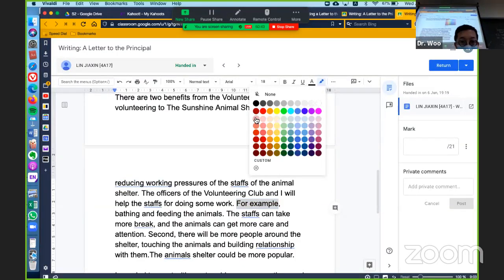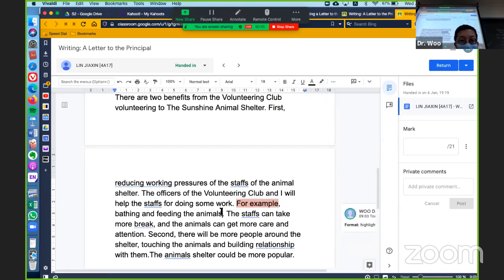Okay, for example, Kathy, this is not a sentence either. I've already noticed that, okay, this is not a sentence. It starts with a capital letter, full stop. I don't know what's going on. This is a sentence. The officers in the volunteer club and I will help. That's a sentence. Reducing working pressures of staff in the animal shelter is not a sentence. Okay, so these 2 are not sentences. This is a sentence.